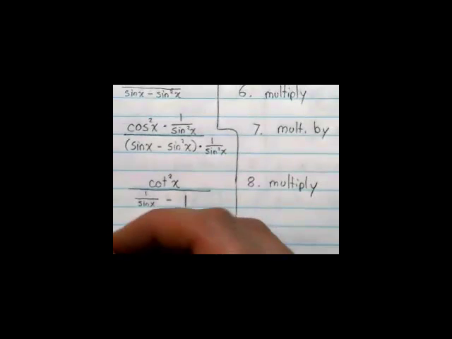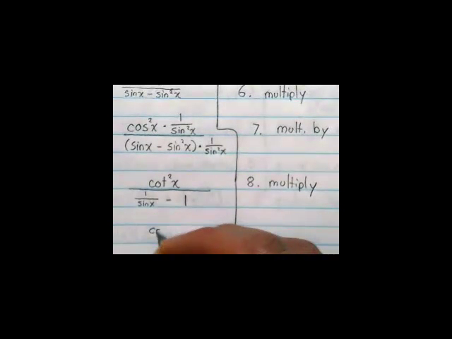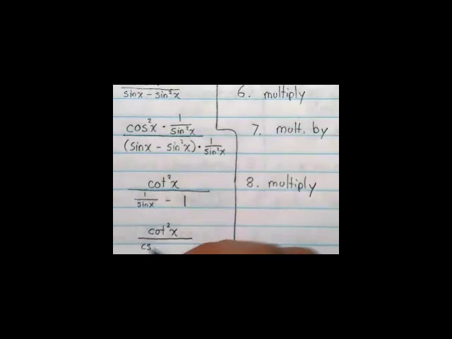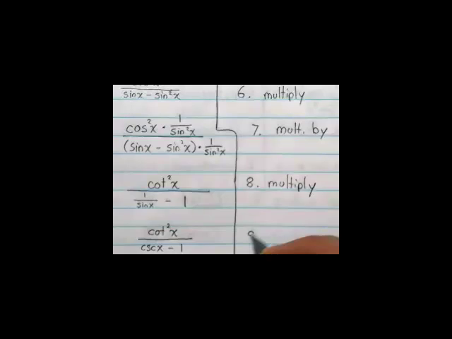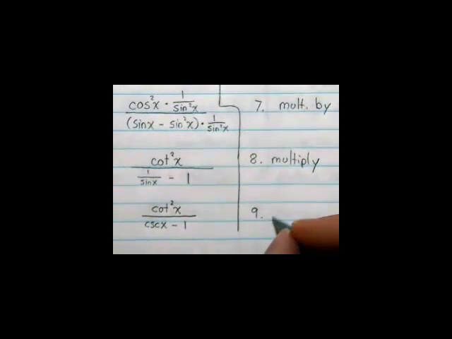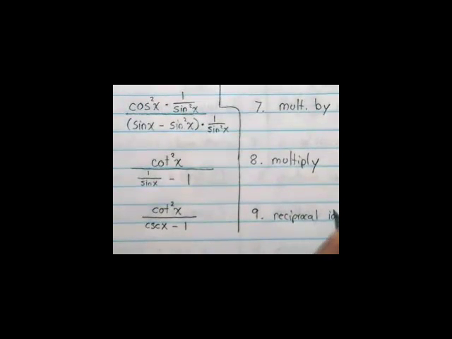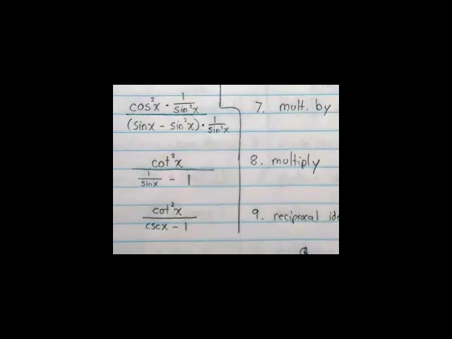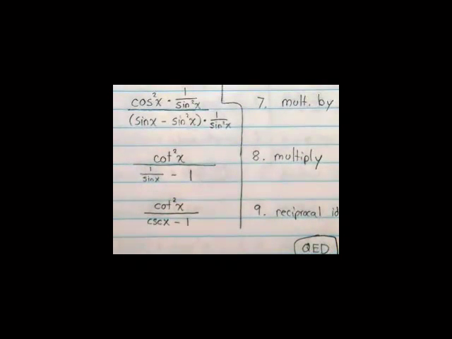Okay, so step 9, we can finish it up. Cotangent squared over cosecant x minus 1. And that was a reciprocal identity, right? To finish that up. All right, and that's it. Like I said, that's about as bad as it gets. There's a lot going on there, and we had to get a little tricky in the middle there, multiplying by the 1 over sine squared and 1 over sine squared.